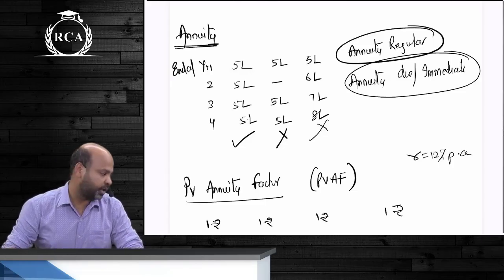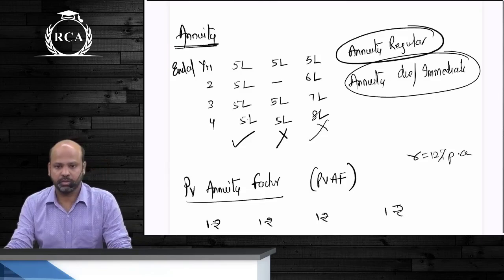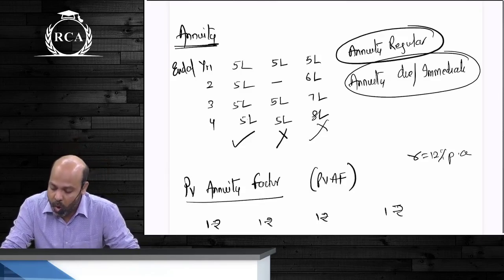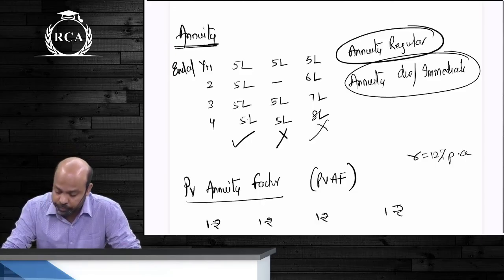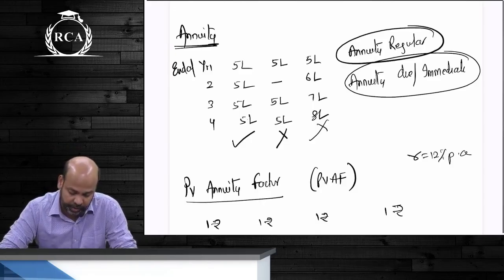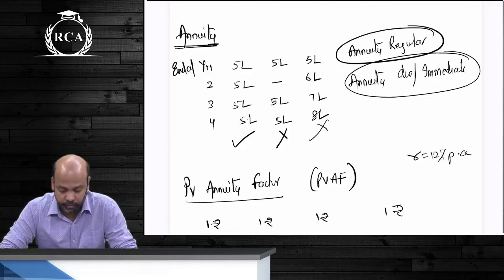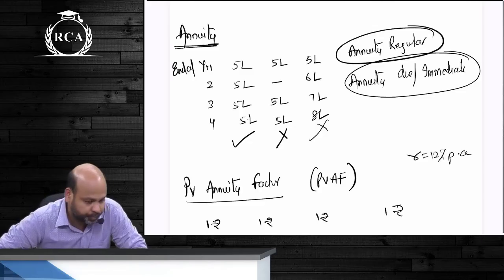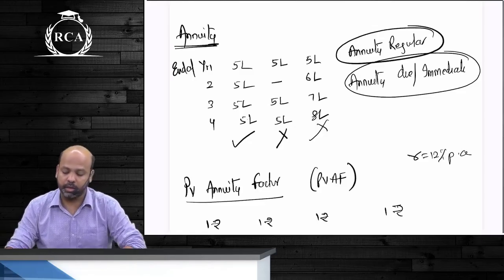If the cash flows arise at the end of each year, at the end of each period, it will be annuity regular.